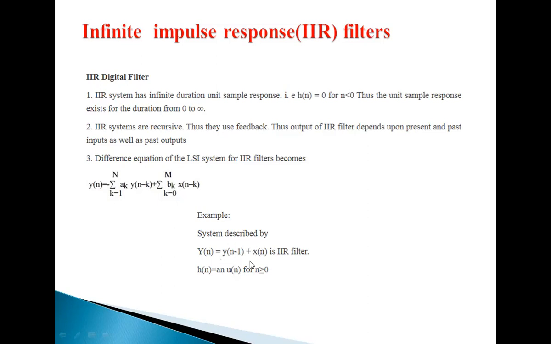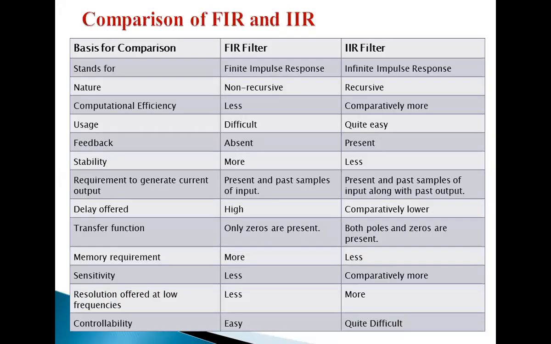Right. So that means again the feedback is present. Here we are just calculating the output with the help of this past output. So in an IIR system, the feedback is present. Hence it is called a recursive system. So this is about the main difference between FIR and IIR filter. Now let us compare the FIR and IIR filters.